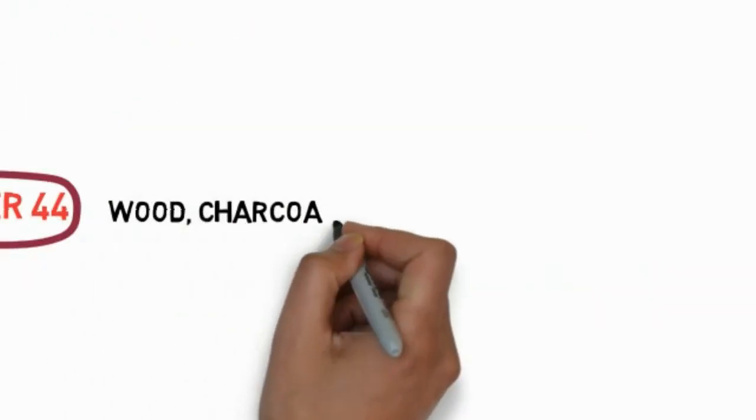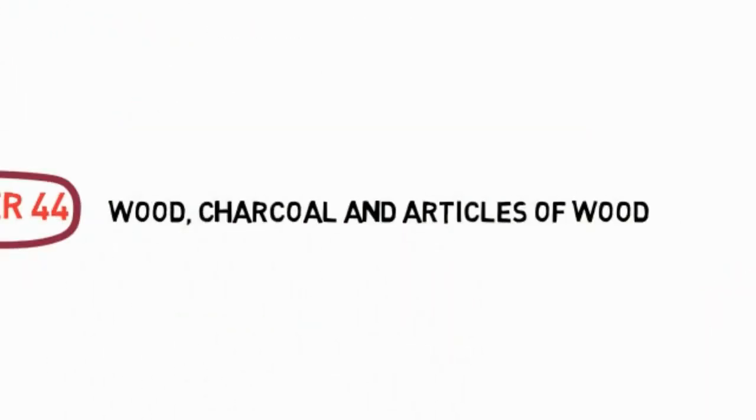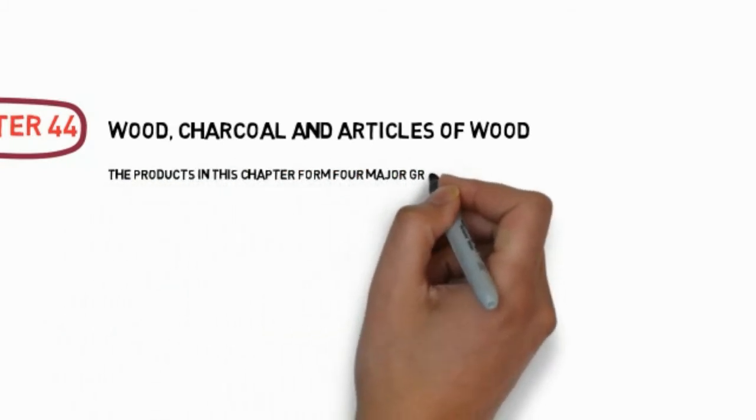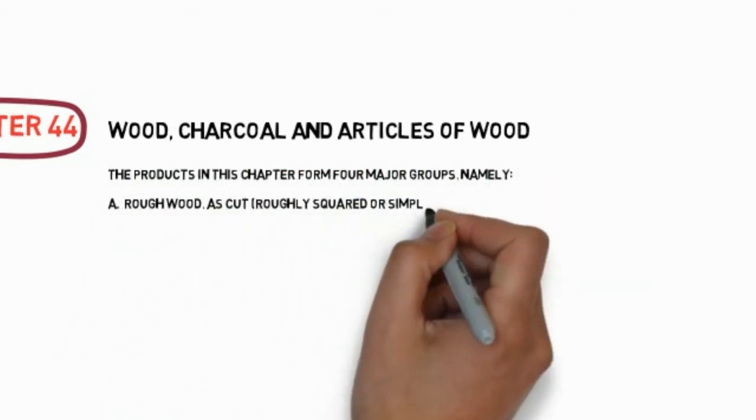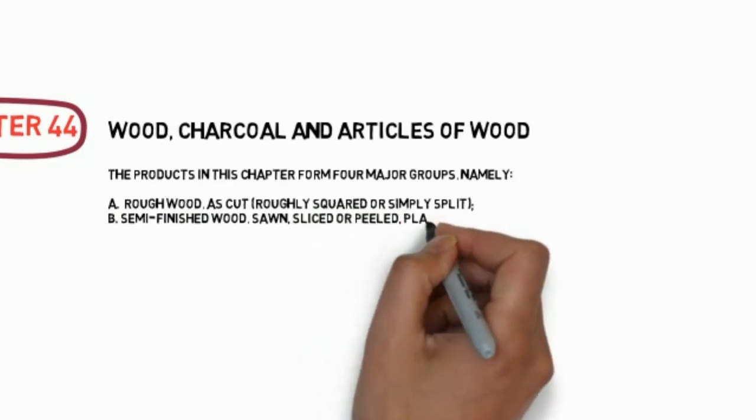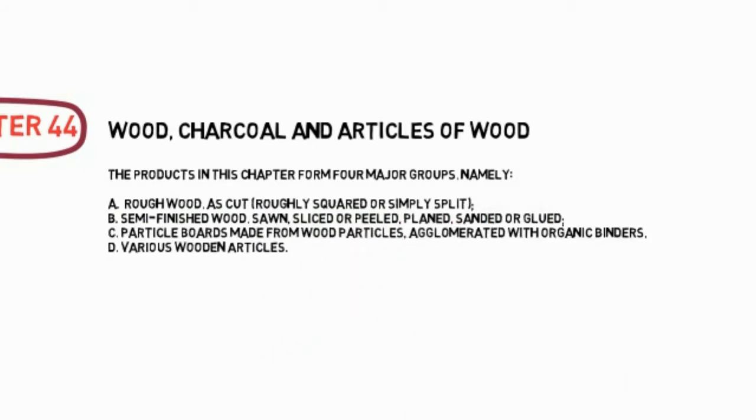Chapter 44: Wood, Charcoal and Articles of Wood. This chapter includes wood, manufactured products and certain other articles of wood, as well as charcoal. The products in this chapter form four major groups, namely: A. Rough wood, as cut, roughly squared or simply split. B. Semi-finished wood, in this case, wood sawn, sliced or peeled, planed, sanded, or glued, and sheets for plywood.